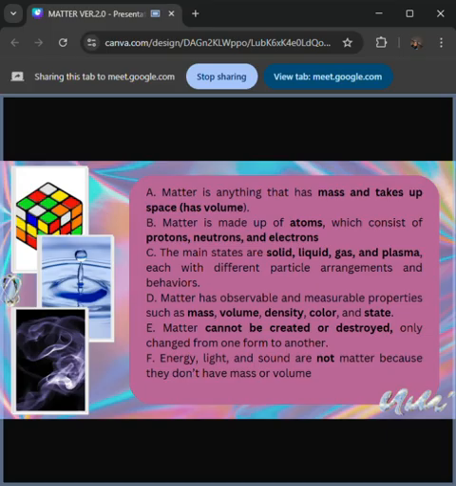And next up is that matter has observable and measurable properties such as, again, mass, volume, density, and color. The rule of thumb is that matter cannot be created or destroyed. It can only be changed from one form to another. So in short, it can only be transformed. Another thing that most people overlook is that energy, light, and sound are not part of matter because they don't possess any mass or volume. Okay, so are you with me so far?